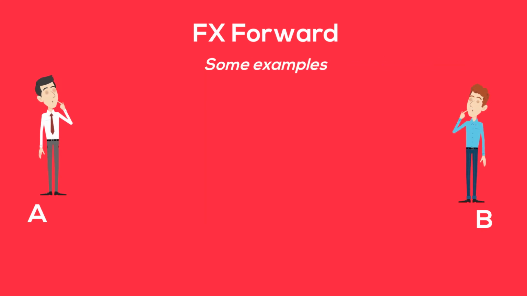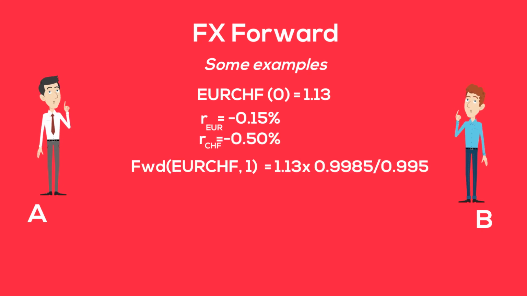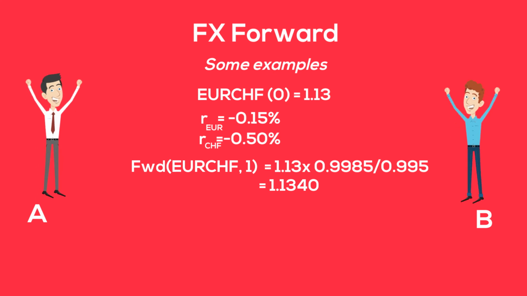Another example with the euro Swiss franc, spot is 113, interest rate in euro minus 0.15, interest rate in Swiss franc minus 0.5 for 1 year. So the forward 1 year is 113 times the ratio, which gives you 113.40. So now we know everything about the FX forward, and that's it for today.